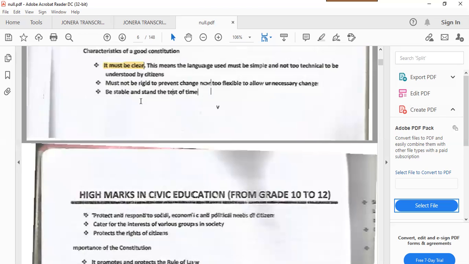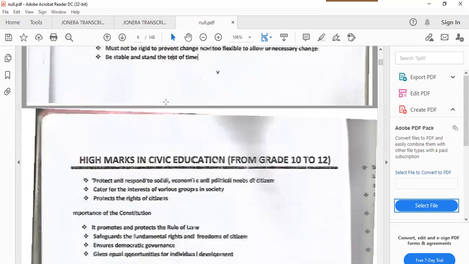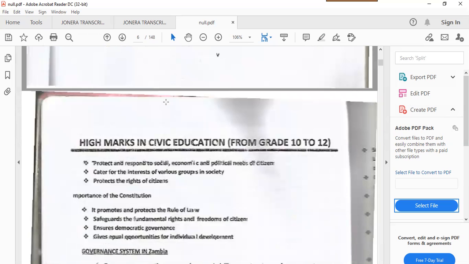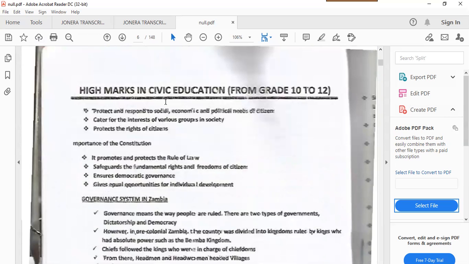And it has to be stable and stand the test of time. Remember when we talked about the unwritten constitution that is subject to change because it's highly culture driven, it's very unstable. So a characteristic of a good constitution is that it shouldn't always be subject to change. Maybe have a review of the constitution after each decade, after 10 years, 15 years or so. So it has to be stable and stand the test of time. So let's continue with characteristics of a good constitution.